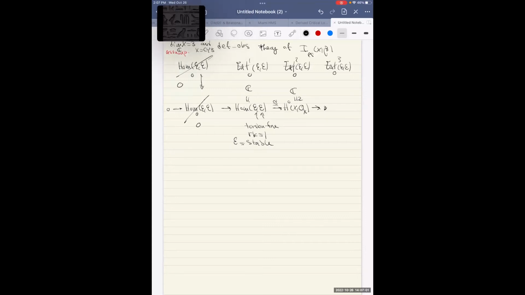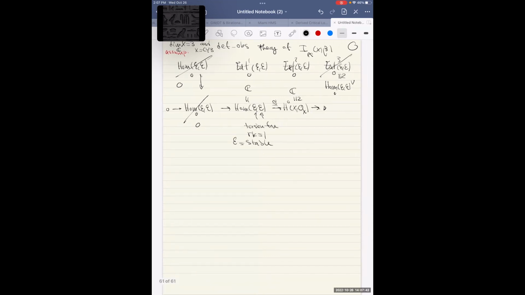Because the dimension of X is 3, and X is assumed to be Calabi-Yau, we know that this is isomorphic to trace-free Hom(E, E) dual. So this one vanishes as well. So as you can see, as soon as you restrict yourself to the moduli space of sheaves with fixed determinant, which are stable because they are torsion-free and rank 1, deformation theory of this moduli space gives you only 2 non-vanishing cohomology groups. Okay?